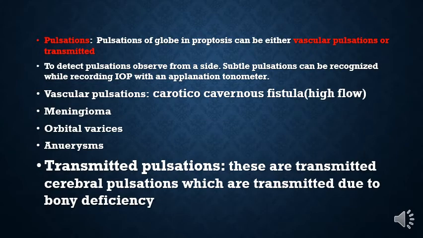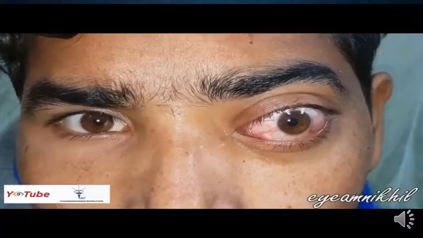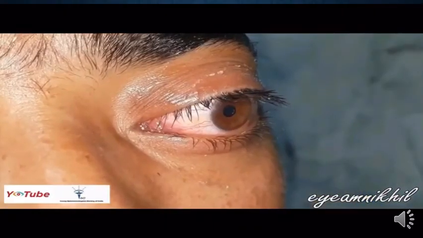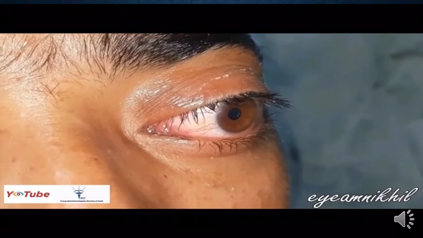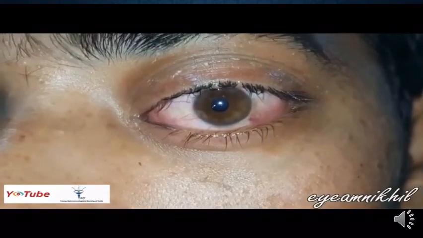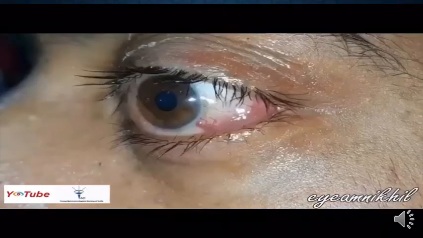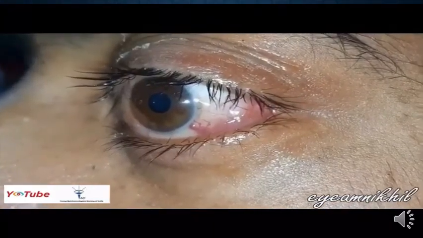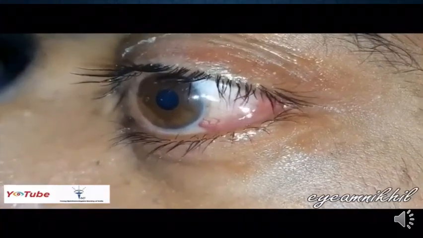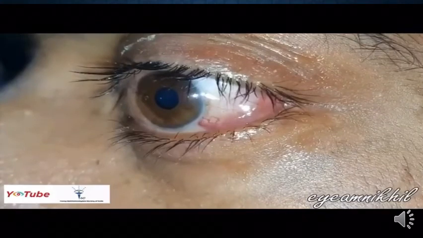Now coming to the pulsations, there are two types: the pulsations from the vascular area and the transmitted cerebral pulsations due to bony deficiency. Now you can see the pulsatile proptosis of the left eye. To detect the pulsations, observe from the side. See how it is rhythmically pulsating, and subtle pulsations can be recognized while recording IOP with an applanation tonometer.